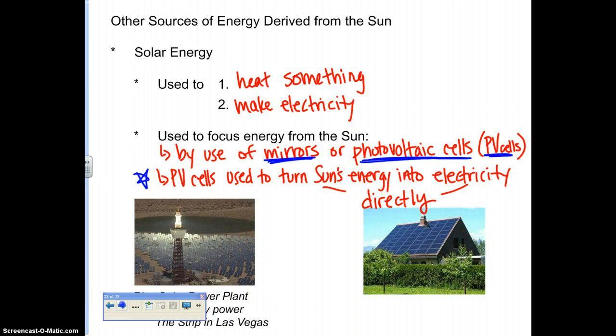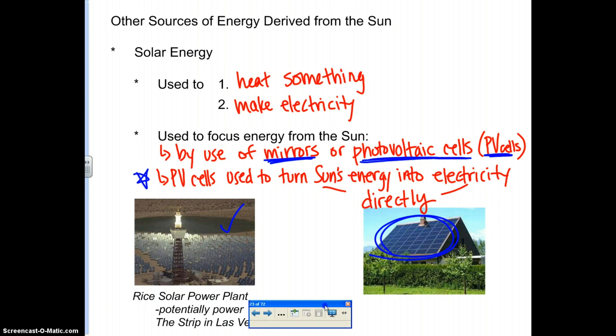The PV cells, not really going to take a lot then, right? The PV cells are used to turn the sun's energy directly into electricity. These would be PV cells. Obviously, these are mirrors. This is the power plant that is potentially used to power the strip in Las Vegas. You can imagine how much electricity it takes to power Las Vegas up. Look at all those mirrors though.